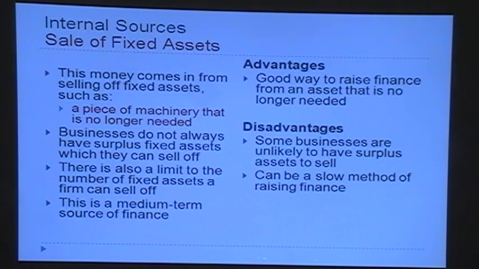For example, there is office equipment such as used computers that are not needed any longer. You can sell them off on eBay or auction them off to raise some capital. The disadvantage of that is some businesses are unlikely to have surplus assets to sell, and this can be a slow method of raising finance for your business.